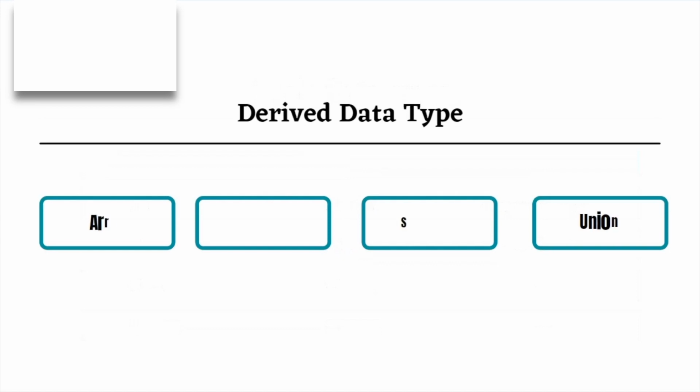Next comes derived data types. Arrays, pointers, structures and union are the derived data types. These are very important and we will be discussing these derived data types individually in later on sections. For now, just remember that these are called derived data types.